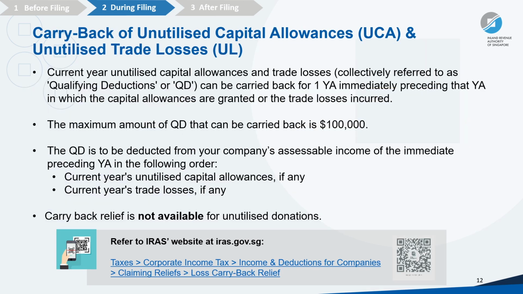Now let's take a look at the concept of loss carryback. Under the loss carryback relief, current year unutilized capital allowances and trade losses can be carried back for 1 year immediately preceding that YA. The maximum quantum that can be carried back is $100,000. Also, do note that the carryback relief is not available for donations.